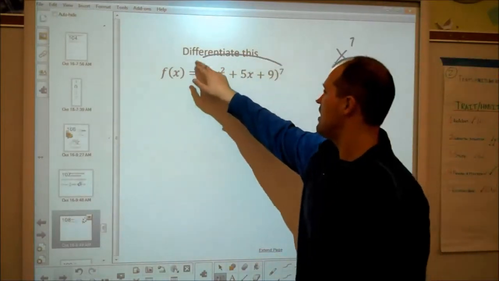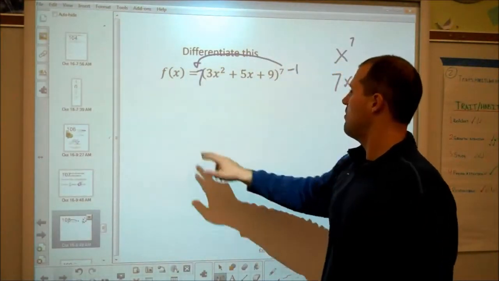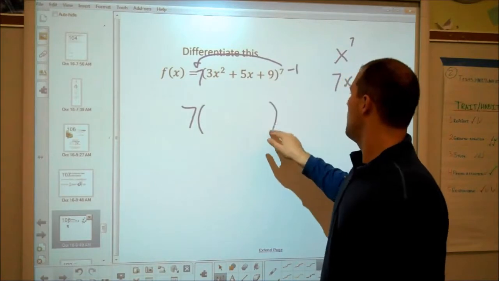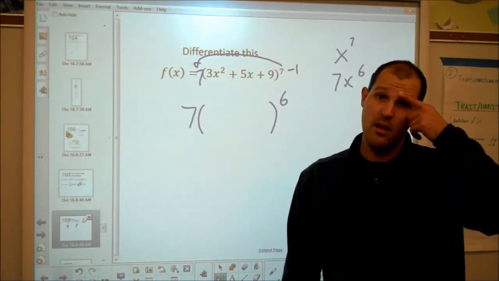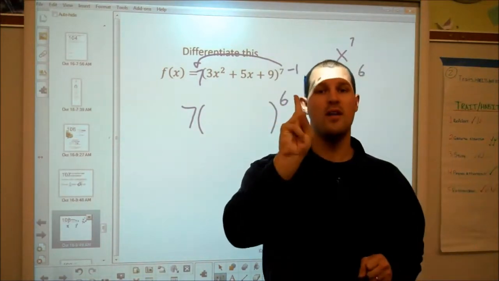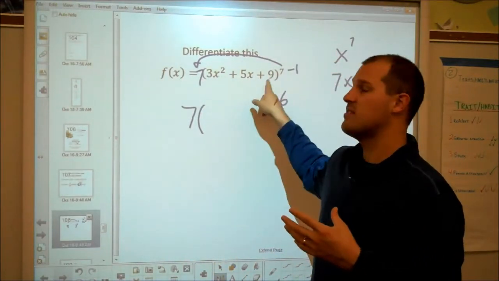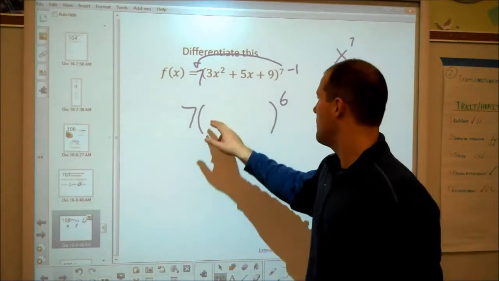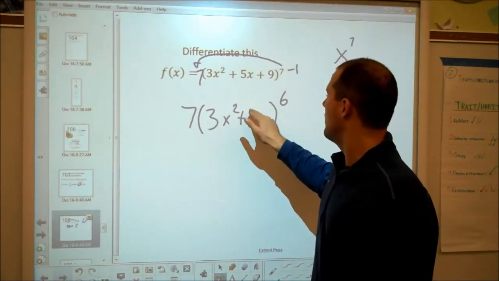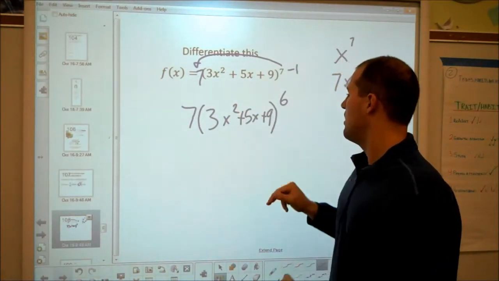So I'm going to pull the 7 down, I'm going to subtract 1 from the exponent, and I get 7, and I get a 6 as an exponent. And remember, you're only dealing with one doll at a time. We dealt with the outside function. That means the guts are going to remain the same for now. So 3x squared plus 5x plus 9.